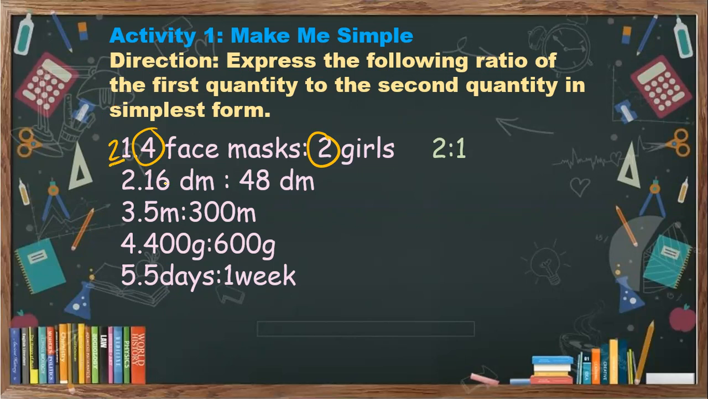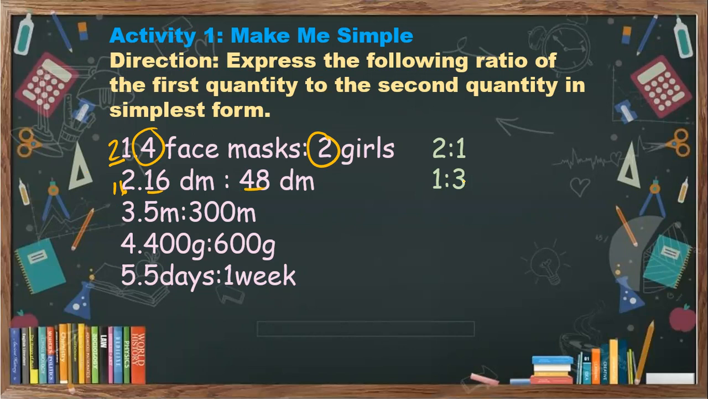Next, 16 decimeters is to 48 decimeters. The answer is 1 is to 3. So we divide both numbers by 16. 16 divided by 16 is 1. 48 divided by 16, the answer is 3.